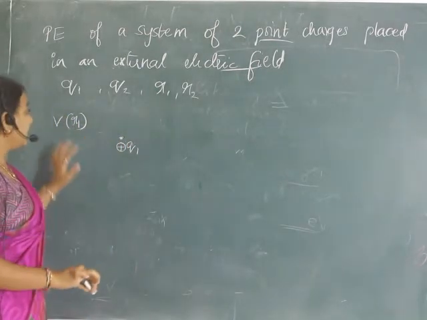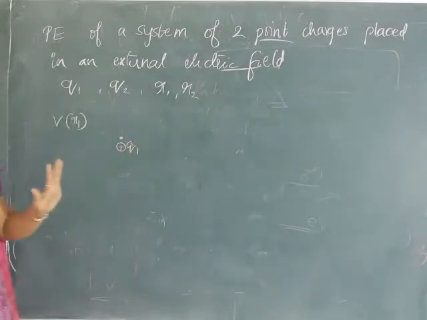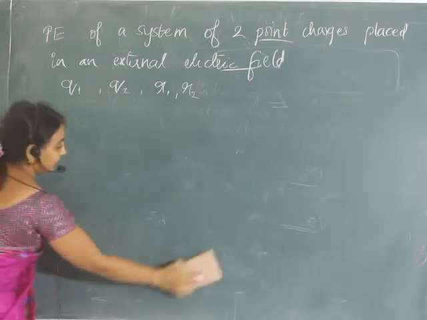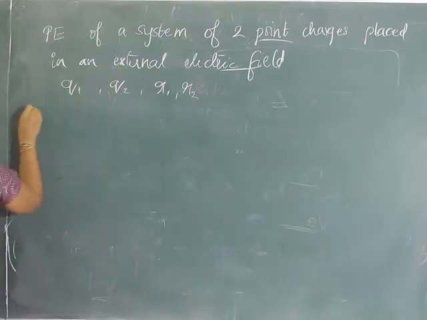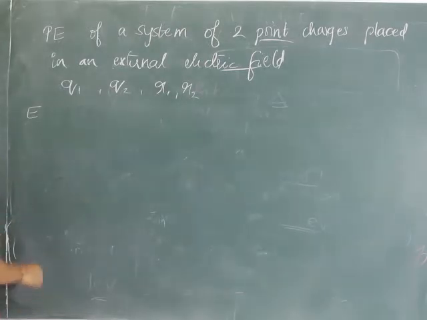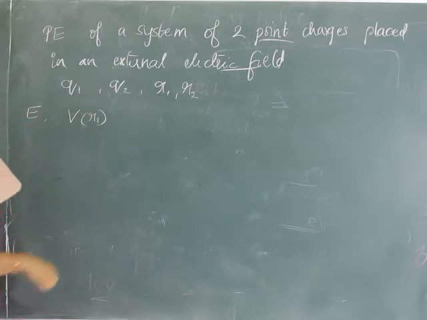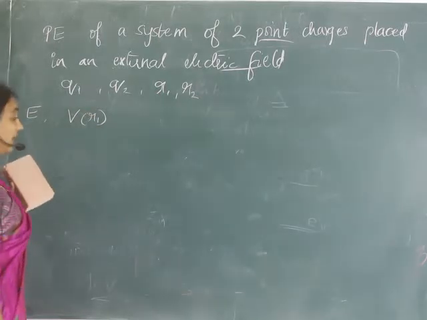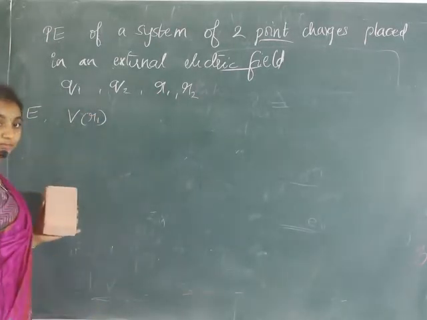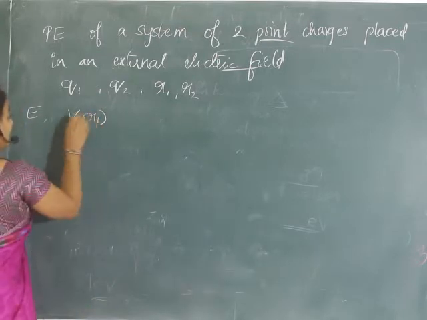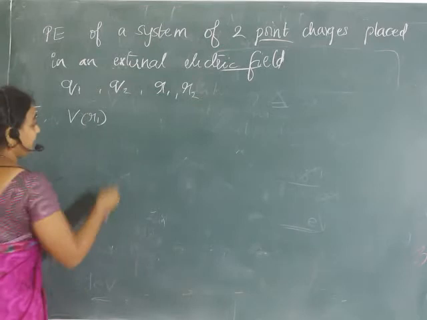Once again, earlier there was no electric field. Now, let there be a uniform external electric field. Due to that, V of R1 is the potential developed at the point R1 due to the external electric field.